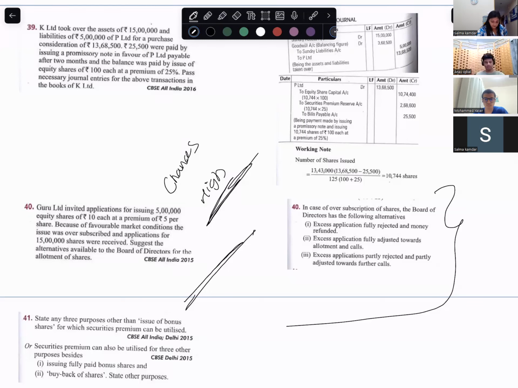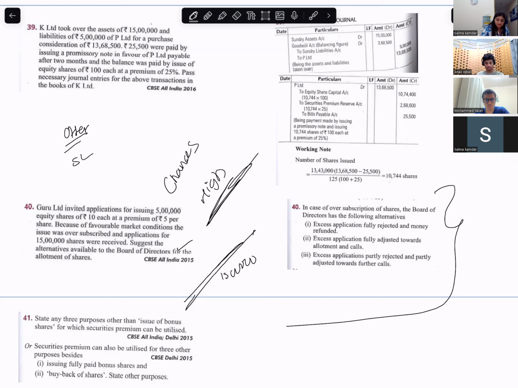Because of favorable market position, the issue was oversubscribed. We have received 15,000 applications, so 15 lakh. What did we offer? We offered 5 lakh shares. We received applications for 15 lakh shares. What we offered is less than what we received. Suggest to the board of directors what alternatives are available to them for excess applications received.